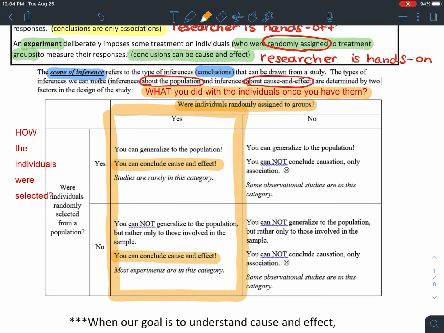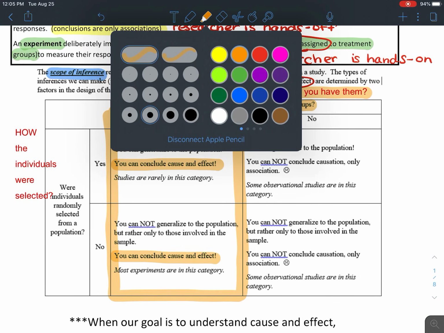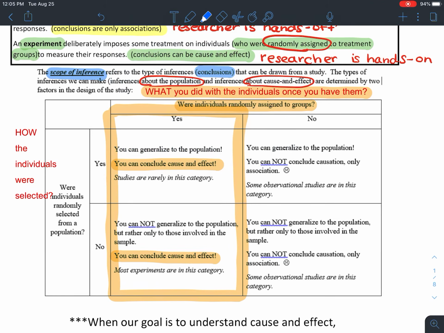And you'll notice in this column, and I'm just going to box in around the perimeter of this yes column here, that what these have in common for answering this question is you are allowed to conclude cause and effect. Notice that if you're not randomly assigning the treatments or randomly assigning people to the treatment groups, then you cannot conclude causation. Only association, but not causation. So you always want to look for that. Were the people randomly assigned to treatment groups? That's when you can use cause and effect.